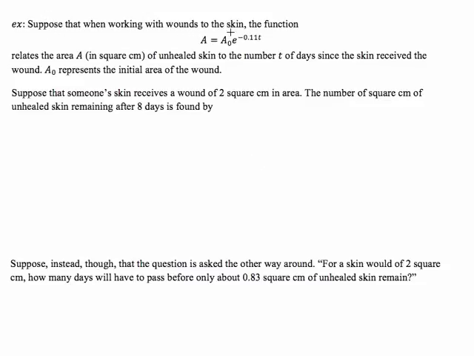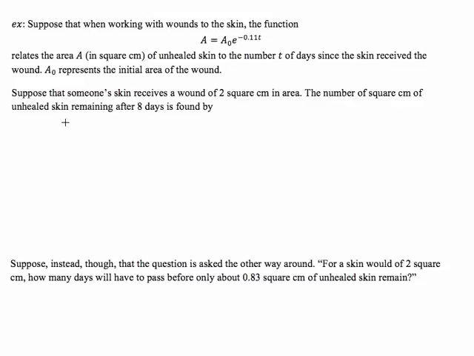Suppose that when working with wounds to the skin, this function A equals A naught times e to the negative 0.11t relates the area A of unhealed skin to the number t of days since the skin received the wound. So t days after the skin is wounded, the size of the wound is given by A, where A naught represents the initial area of the wound. Okay, so the size of the wound A depends on the initial area of the wound and the number of days since it happened. So suppose that somebody's skin receives a wound that is 2 square centimeters in area, and the number of square centimeters of unhealed skin remaining after 8 days is found by what?